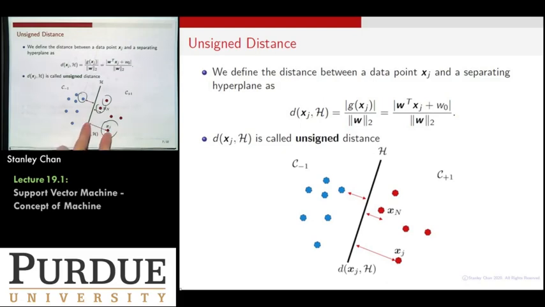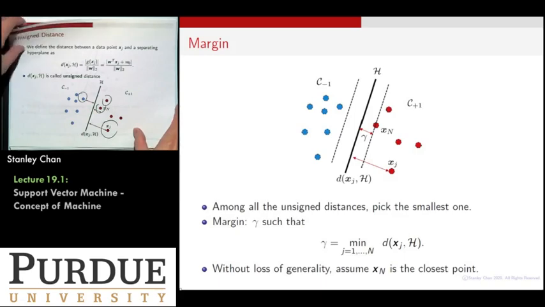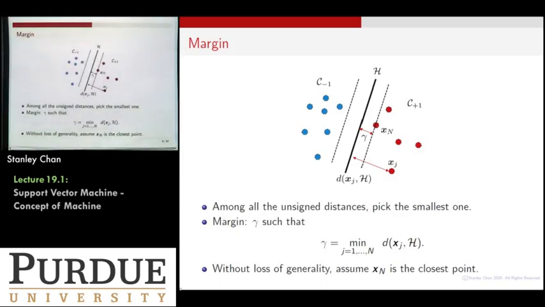is just the absolute distance between the point and the plane. Okay? So you ask, what happens if I have a red dot going to here, going to the other side? You still can calculate the distance because it is unsigned. Okay? All right, so now let's move on.